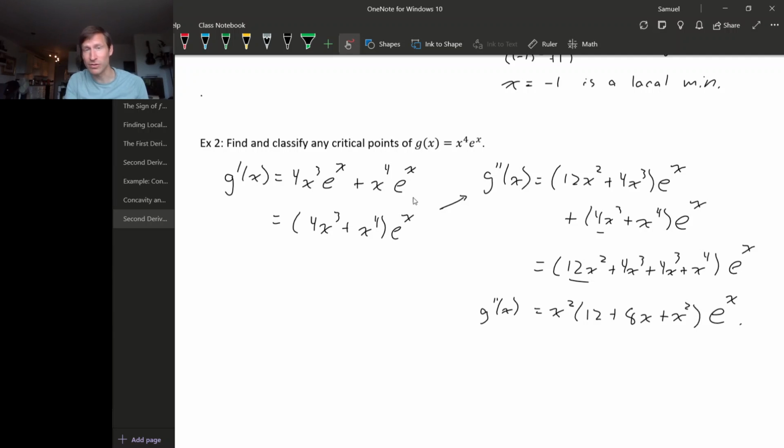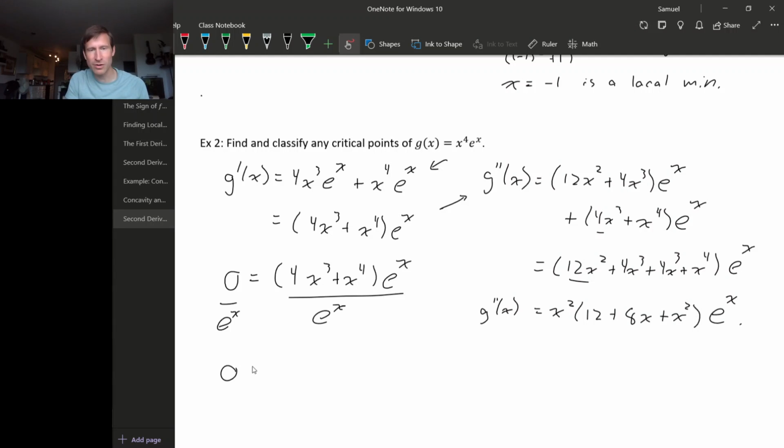Let's find the critical numbers, or the critical points, for this function. Well, this derivative is defined for every value of x, so there aren't any critical numbers that come from the derivative not existing. So let's take our derivative and just set it equal to 0. So 0 equals (4x cubed plus x to the fourth) times e to the x. Now, since e to the x is never 0, it's safe to divide both sides by e to the x. We don't have to worry about the possibility that we're dividing by 0.